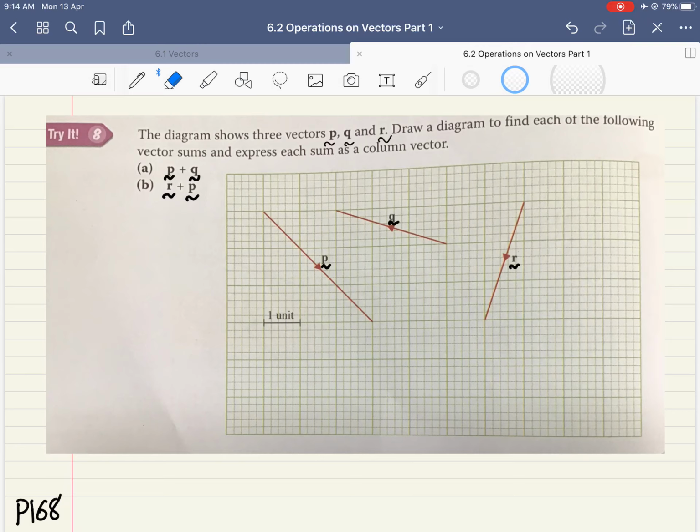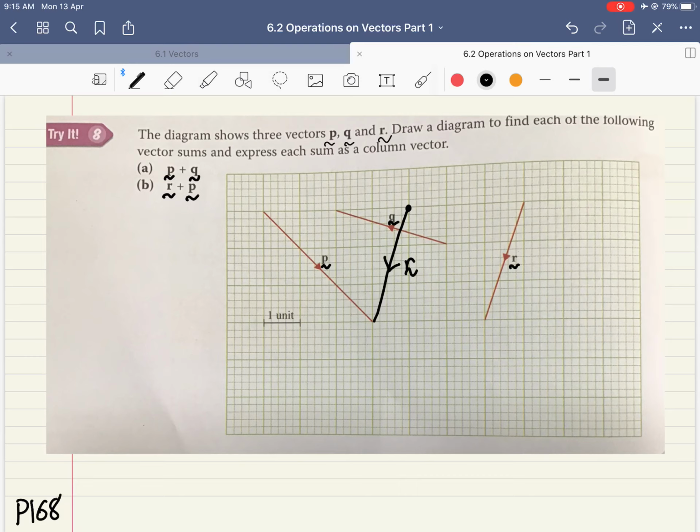Similarly for vector R plus vector P, what I can do here is this. First, let me draw out vector R. Vector R cuts across 3 squares. Let me just draw it here. I think I'll run out of space. Let me find a better place to do this. Okay, down here, I start from down here. If I draw out vector R, this is vector R.